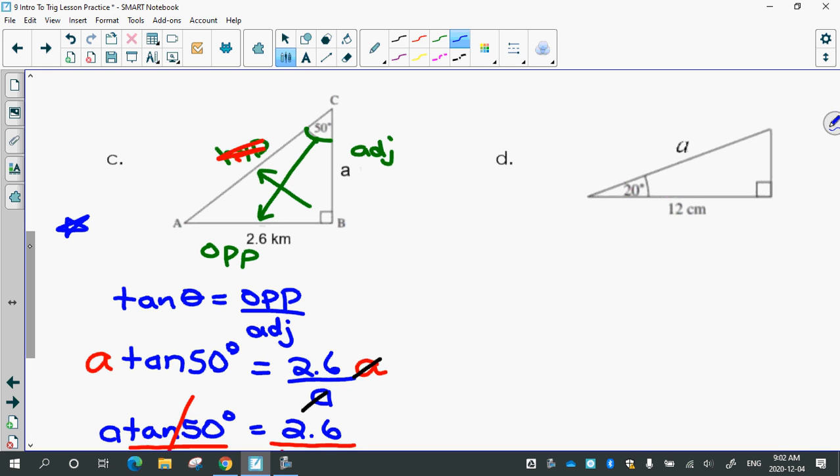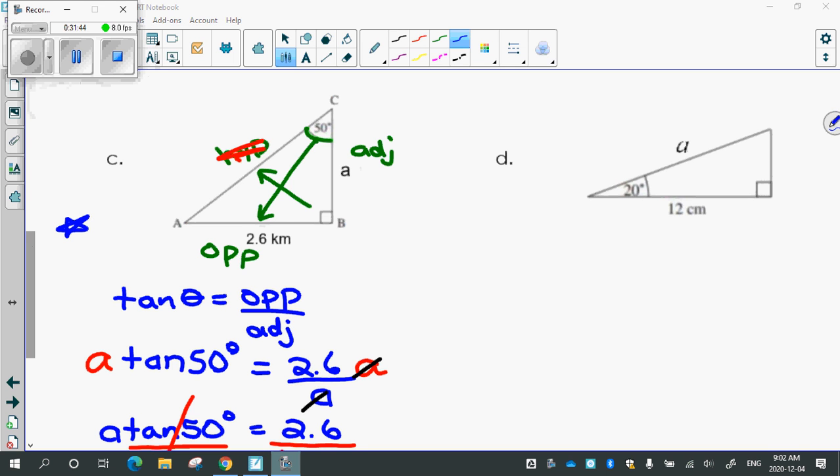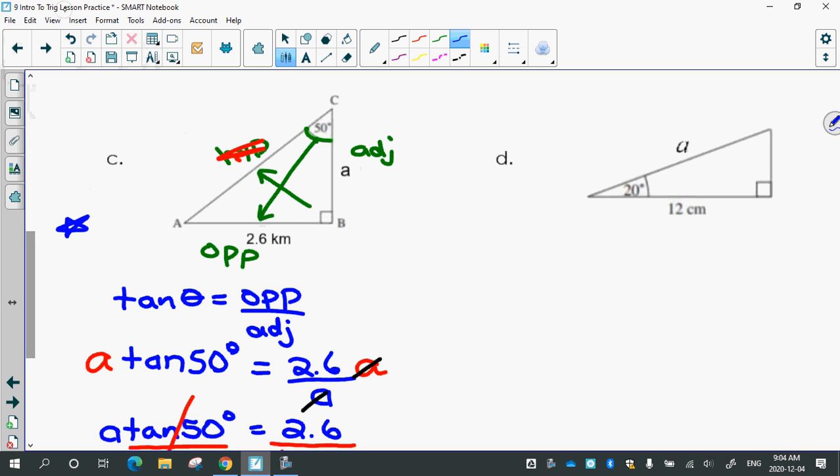Okay, so try D on your own, name the sides, cross off the one we're not using, write the formula down and see if you can get all the way to the end. I'll pause this for Lily. So hopefully you said this was the opposite side, this was our hypotenuse and our adjacent, and you crossed off the opposite. Yes? And then you looked up your formulas and you saw that cos was the formula that had adjacent and hypotenuse.